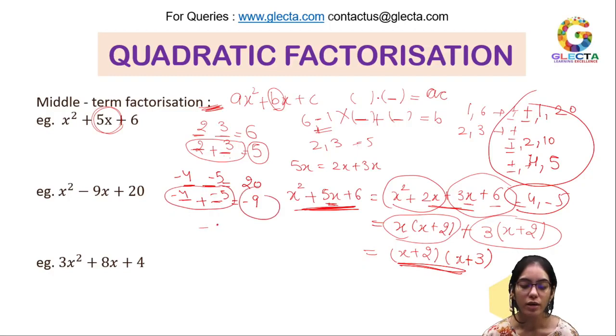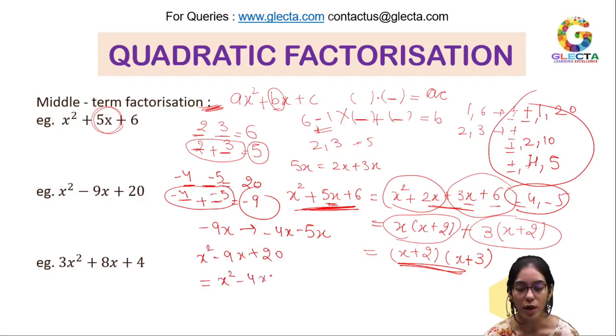So how will we factor out minus 9x? Minus 9x will be split into the terms minus 4x and minus 5x. So this expression x square minus 9x plus 20 will be equal to x square minus 4x minus 5x plus 20. Now again we'll work on the first two terms and the last two terms.